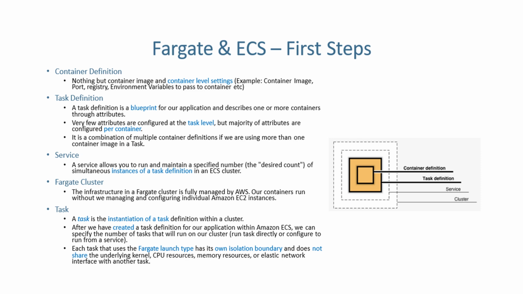Lastly, we have a task. A task is the instantiation of the task definition within a cluster. After we have created a task definition for our application within ECS, we can specify the number of tasks that will run in our cluster. Each task that uses the Fargate launch type has its own isolation boundary and does not share the underlying kernel, CPU resources, memory resources, or elastic network interface with other tasks.